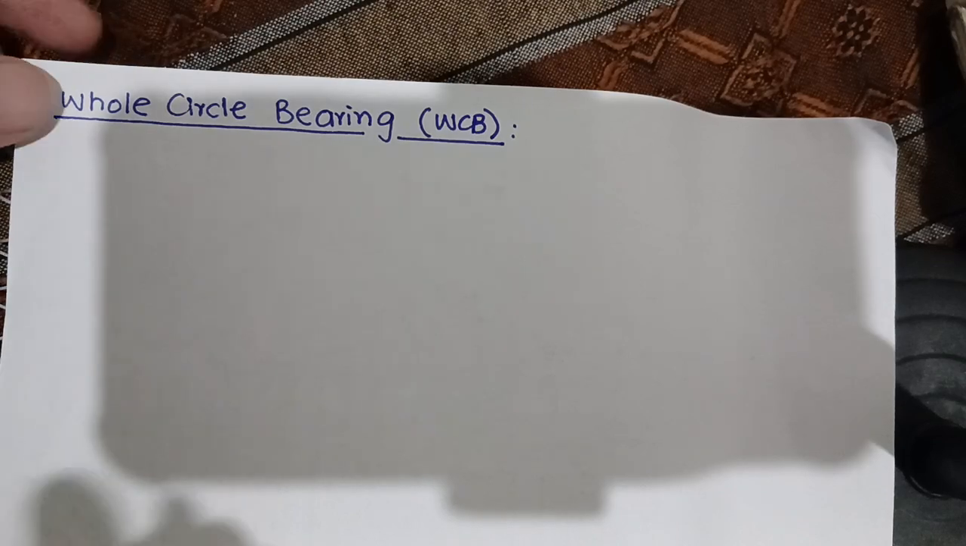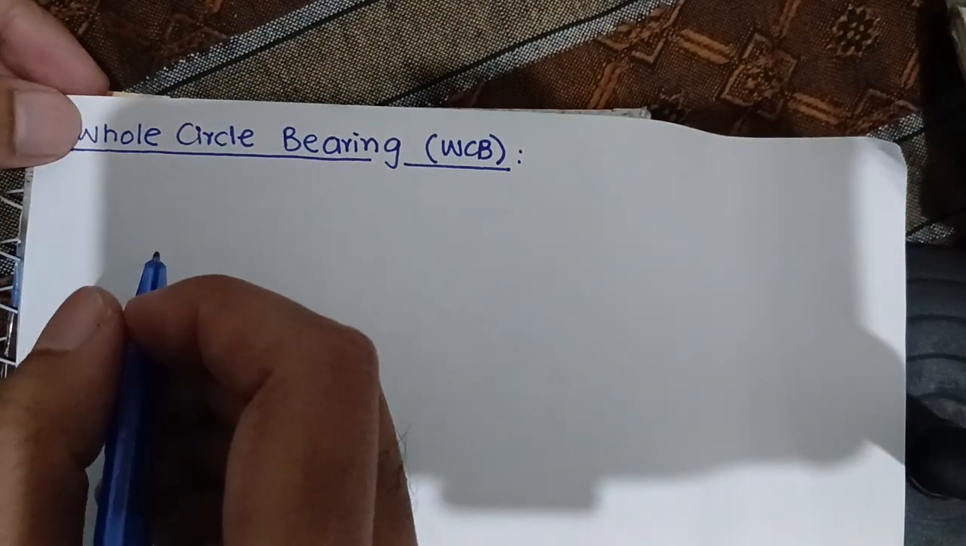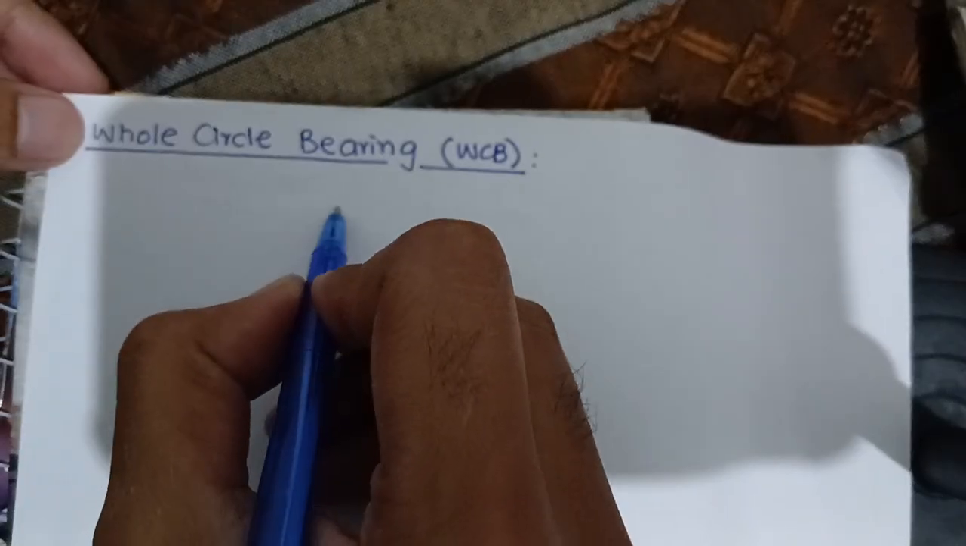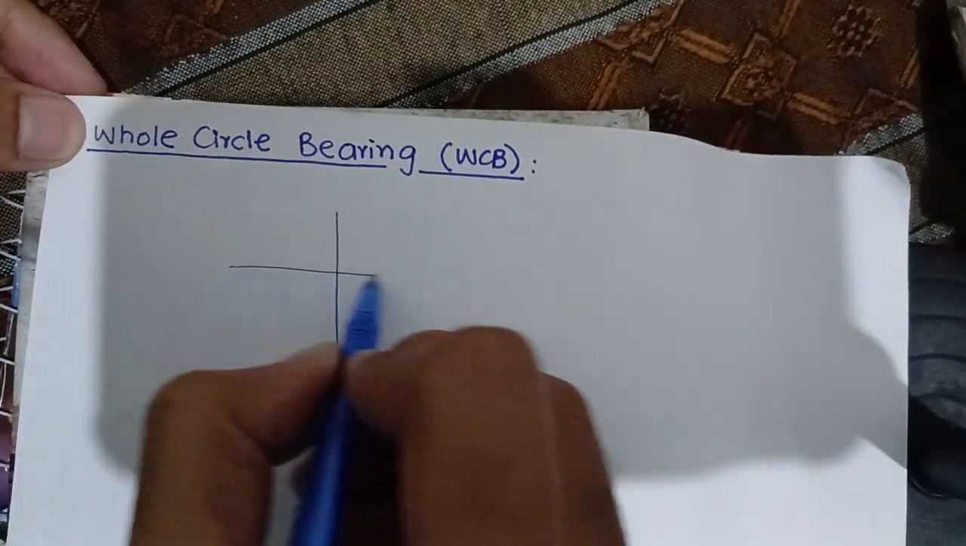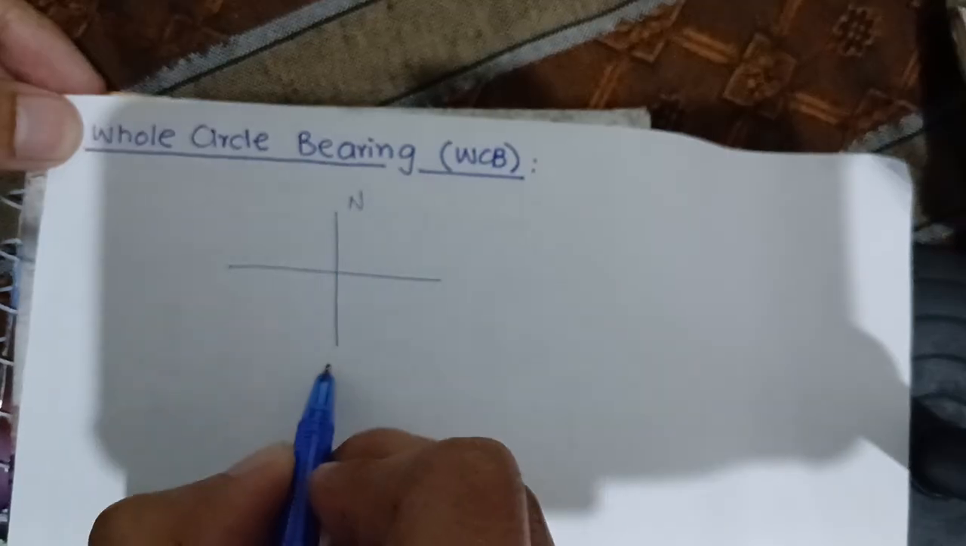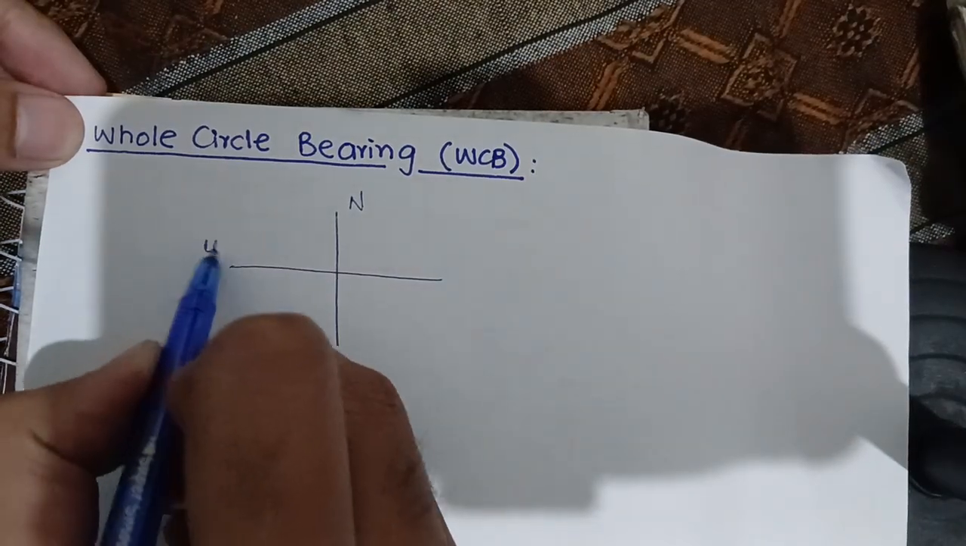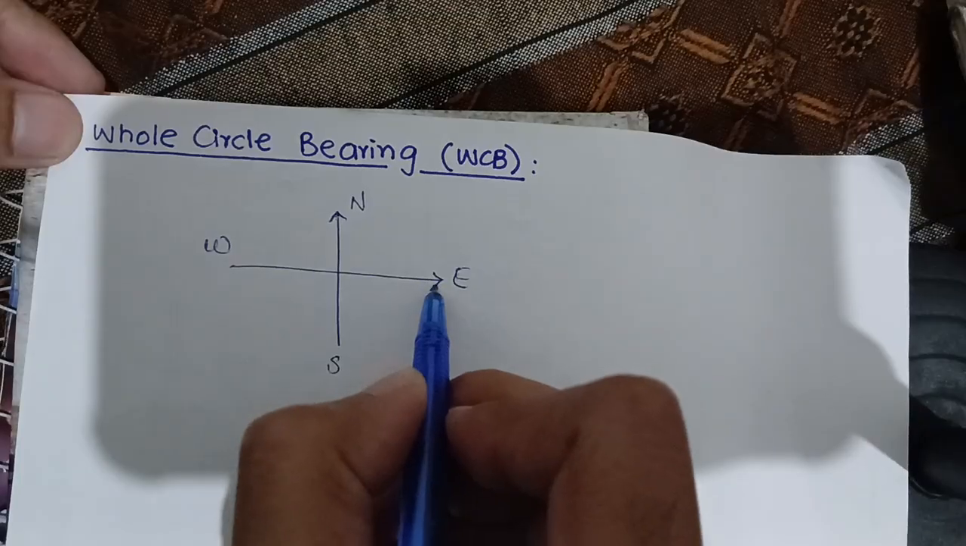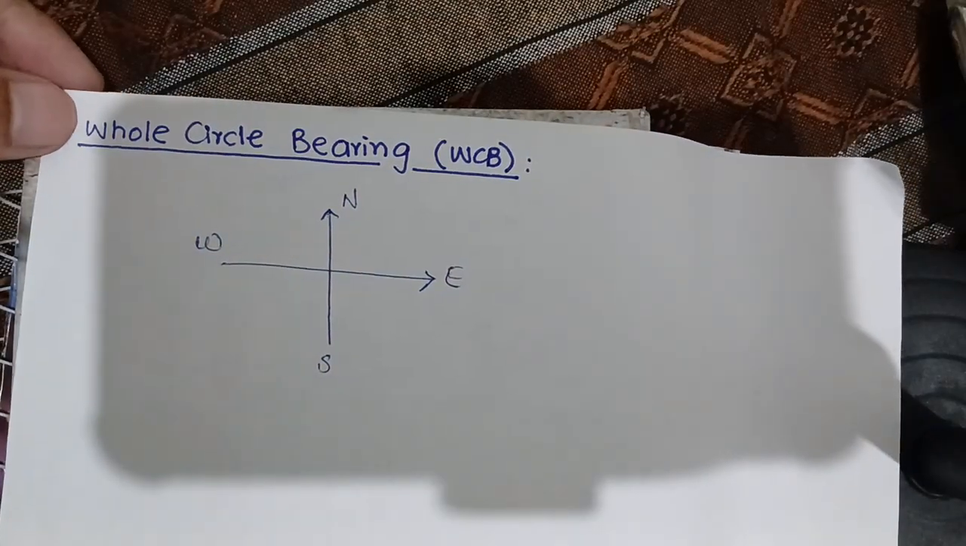Hello and welcome back. In this video we will see what is a whole circle bearing. If I draw the quadrants in which we have north, south, west and east, these are the four quadrants in a bearing system.